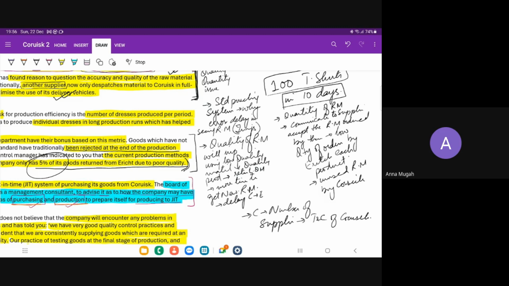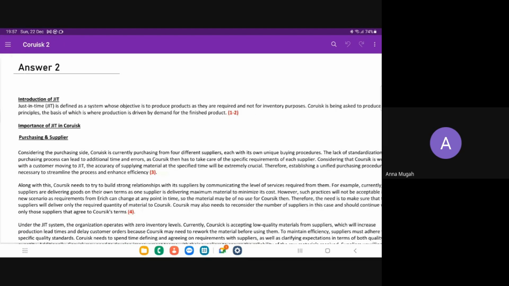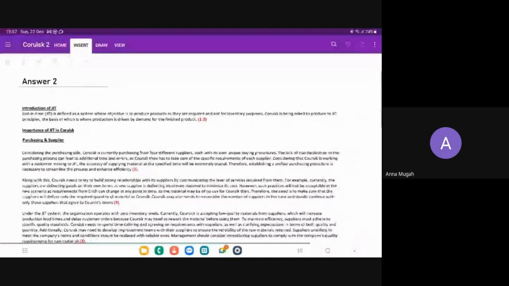So this is basically how we can answer. One part is the identification part, one part is for the changes we need to make, and one part should come along with the justification. That's the most important thing, right? So let me try to tell you how we can write this answer.